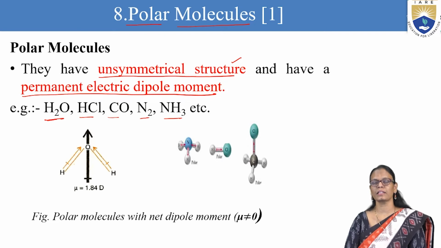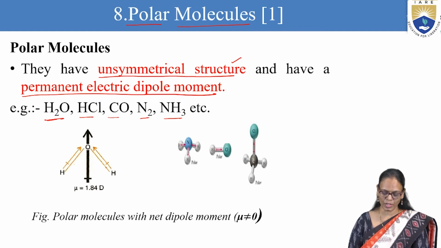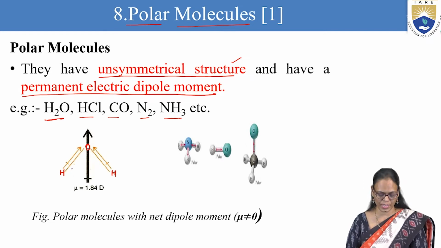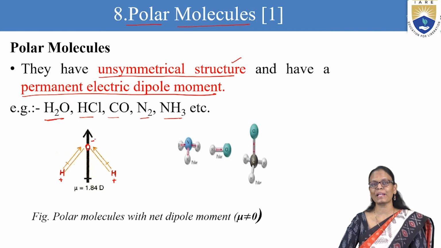Now let us understand the electric dipole moment with the help of one example. We'll take water, H2O. This is the arrangement. It is not symmetric. We have two hydrogens and one oxygen arranged in this fashion. I take H as positive and O as negative, and the dipole moment is always directed from positive to negative. So this is the direction of the dipole moment between this H and O.